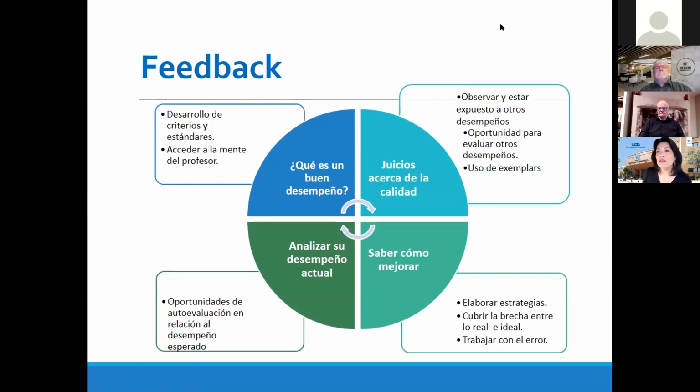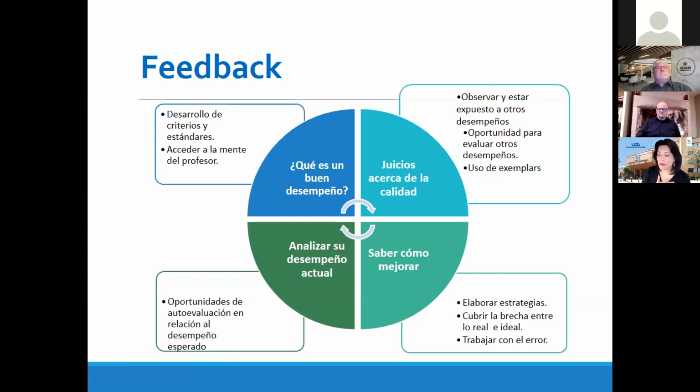Entonces, lo primero es mostrarle a los estudiantes cuáles son los criterios y estándares que nosotros tenemos, que son a veces diferenciales nuestros respecto a lo que nosotros queremos que él aprenda y desarrolle, y esos criterios obviamente están ligados a los resultados de aprendizaje de la asignatura. De alguna forma, lo que necesitamos es que el alumno acceda a la mente del profesor, que abramos esta caja negra y le podamos mostrar, para que la evaluación sea justa, lo que queremos que aprenda en relación a la asignatura. También, perfectamente, podemos desarrollar en ellos juicios acerca de la calidad.